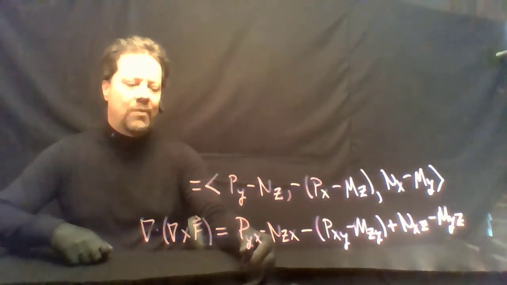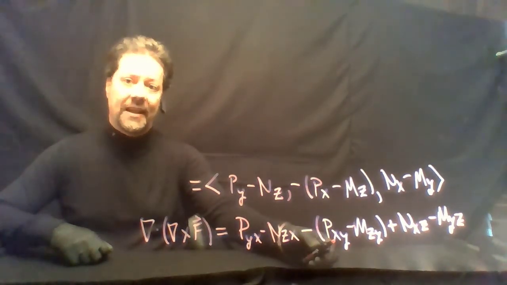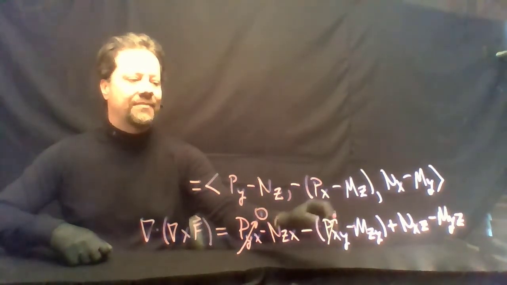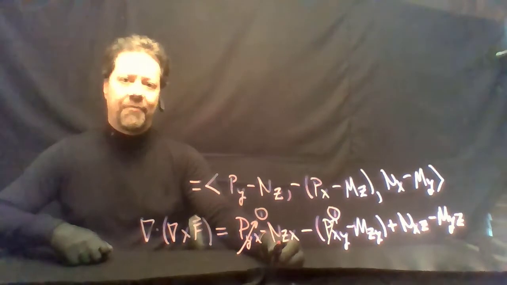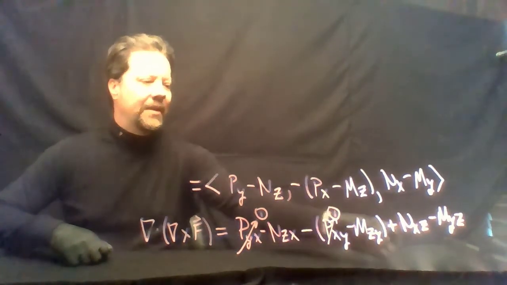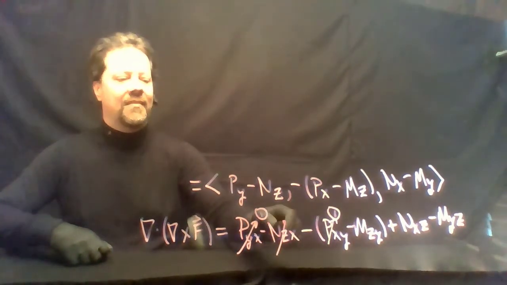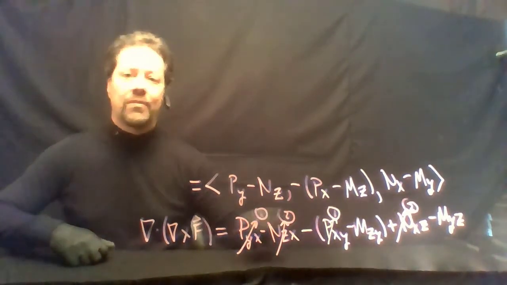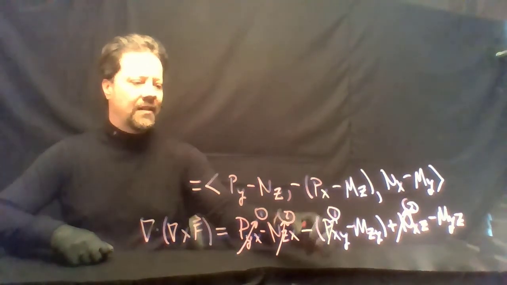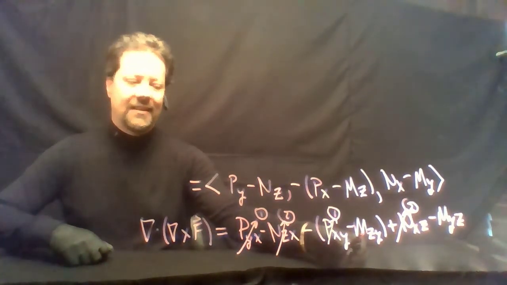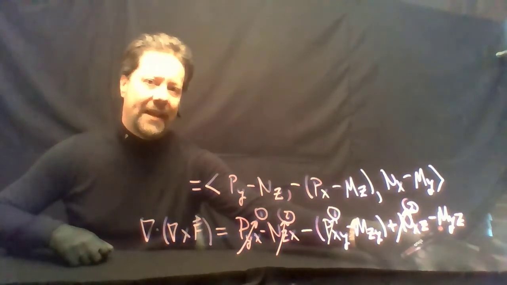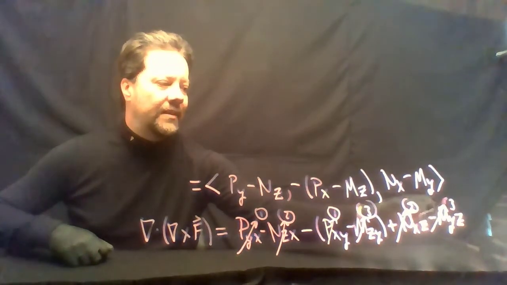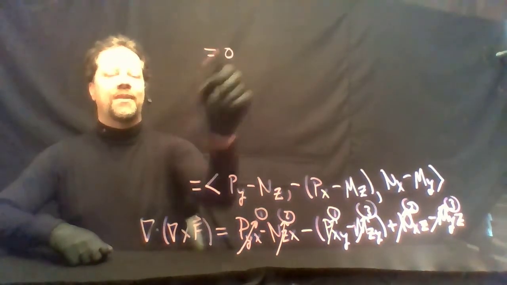Here we have Pyx and then minus Pxy. By Clairaut's theorem, these terms will cancel. We have minus Nzx, but here we have positive Nxz. So again, the equality of mixed second-order partials requires that those terms cancel. Minus minus makes plus Mzy, and here we have minus Myz. Those terms must also cancel, leaving us with 0.